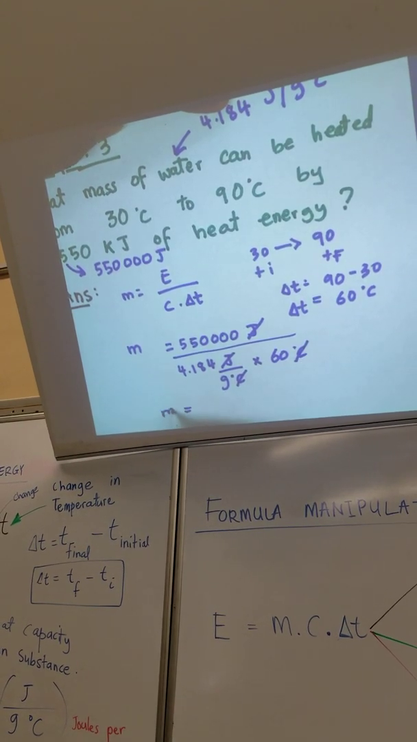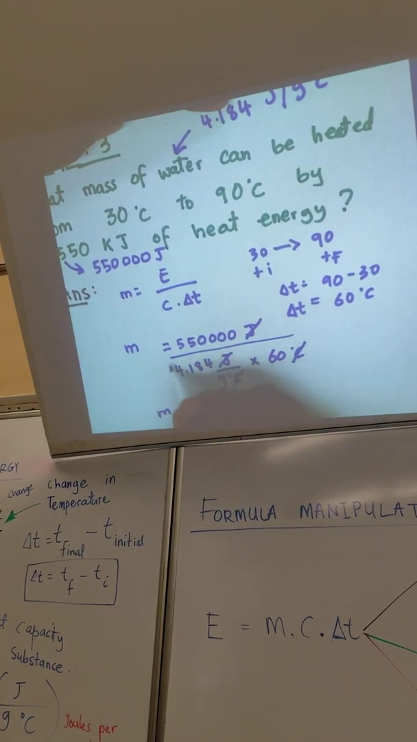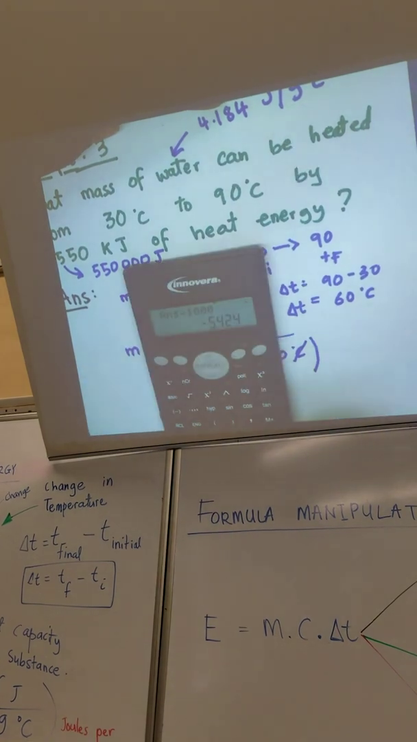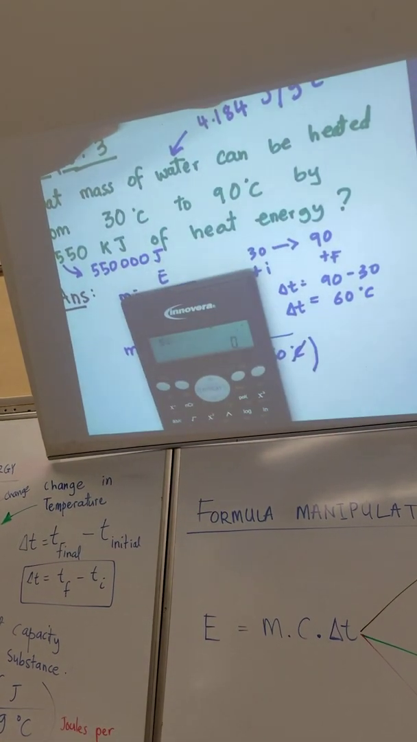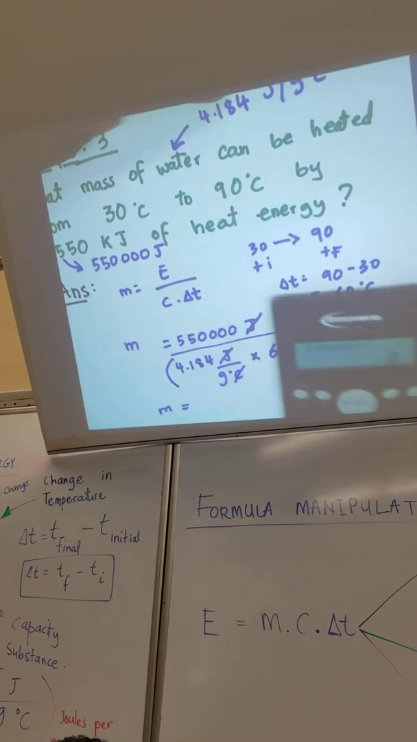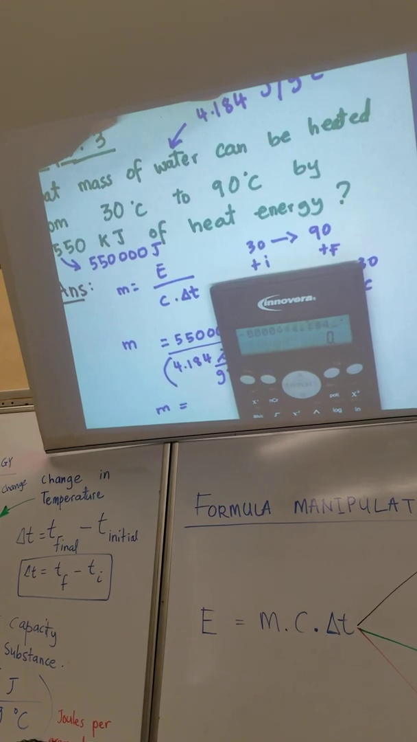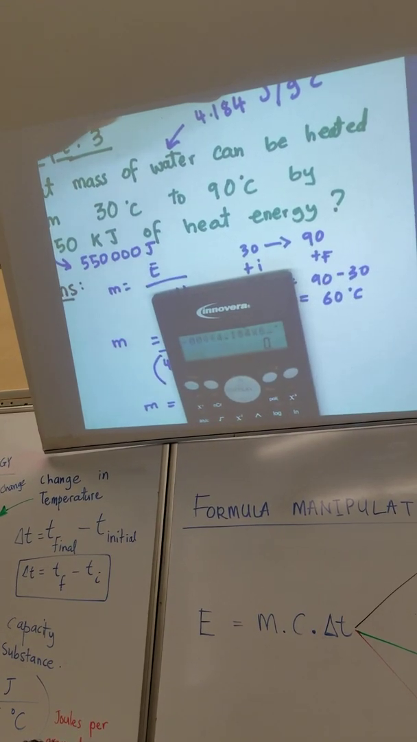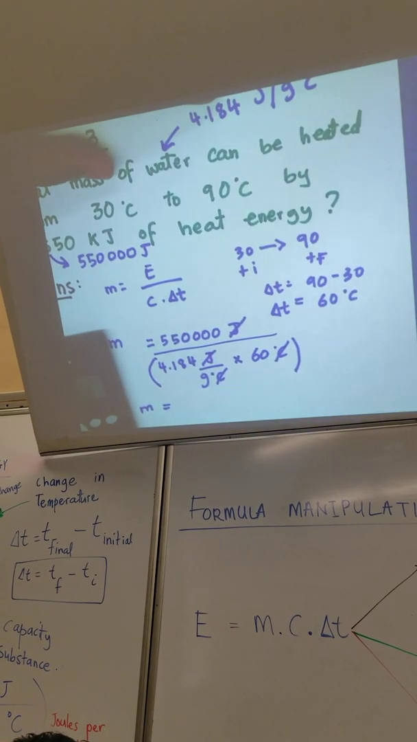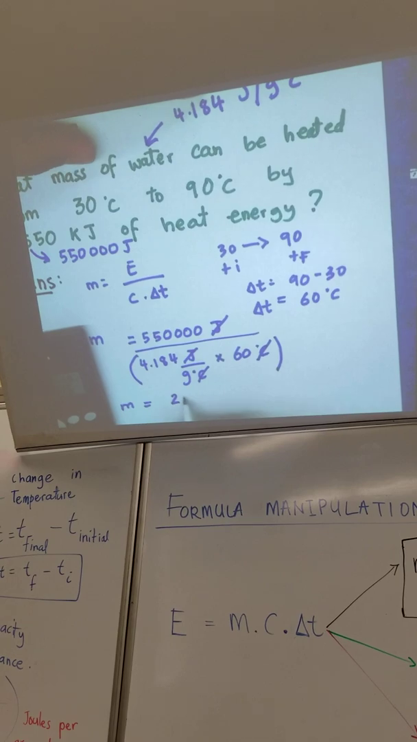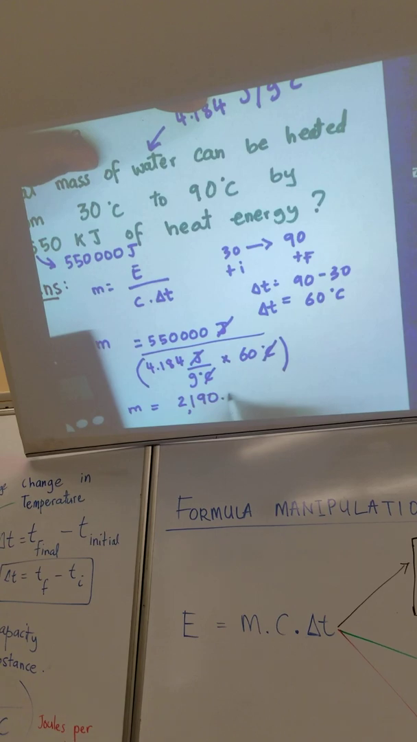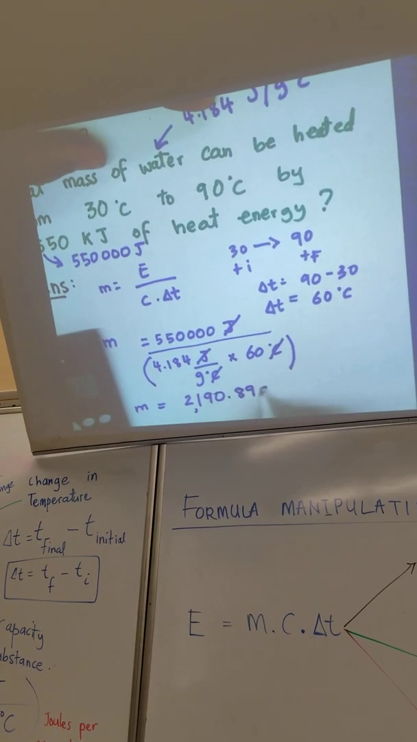So the mass would then be, what we have to do is multiply everything at the bottom here first before we divide. So we can do it in two ways. 550,000 divided by open bracket 4.184 times 60 first. We get 2190. The mass is 2190.89 grams.